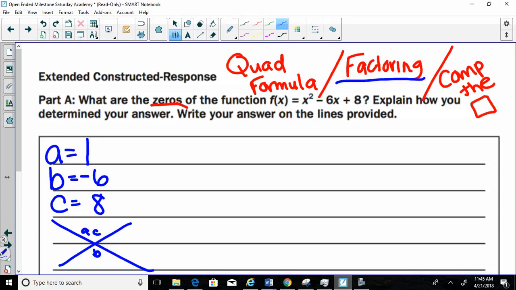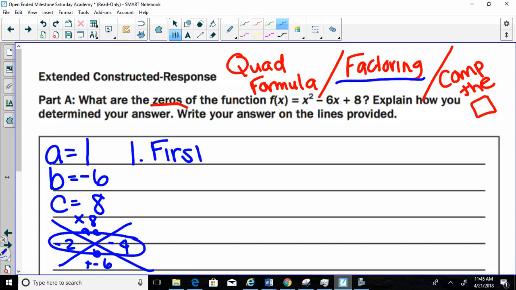And so I would say, okay, what is 1 times 8? 8, and adds to negative 6. Notice that when A is 1, it's a lot easier to factor. When A is not 1, I would probably use the quadratic formula if you're comfortable with that. So what multiplies to 8 and adds to negative 6? Negative 2 and negative 4. Ding, ding, ding.